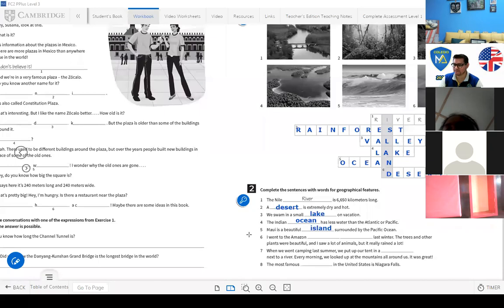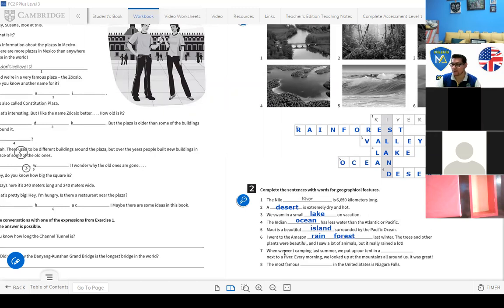Let's see, number 6. I went to the Amazon last winter. The trees and other plants were beautiful and I saw lots of animals, but it really rained a lot. What is the Amazon? It's a river, rainforest, valley, lake, ocean, desert, sorry. What do you think? The Amazon, students, is a rainforest, no? That's why we have to write 2 words here. Rainforest. And that's it, no? I went to the Amazon.